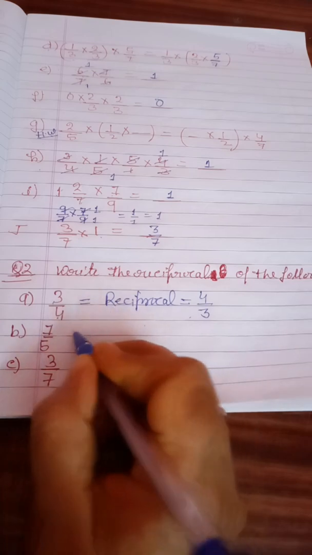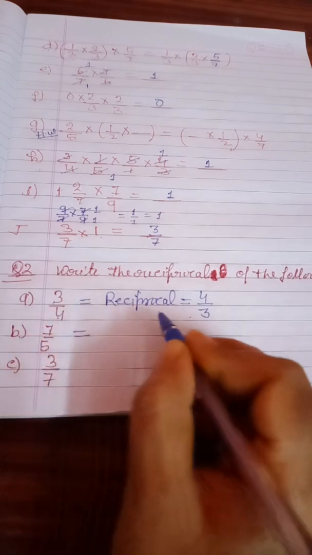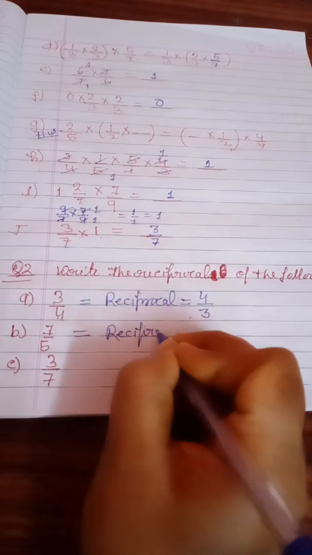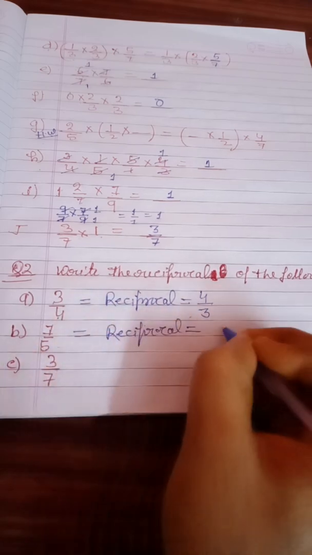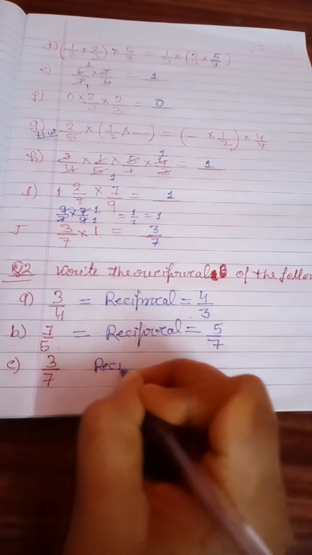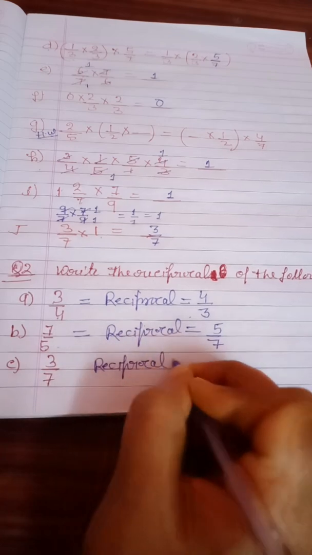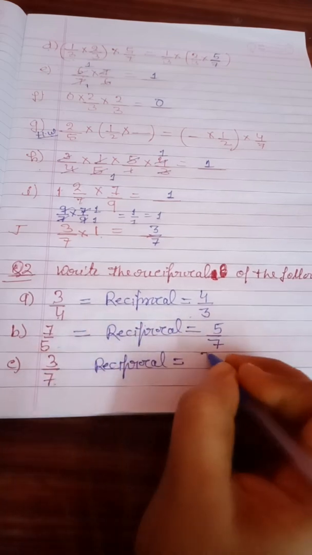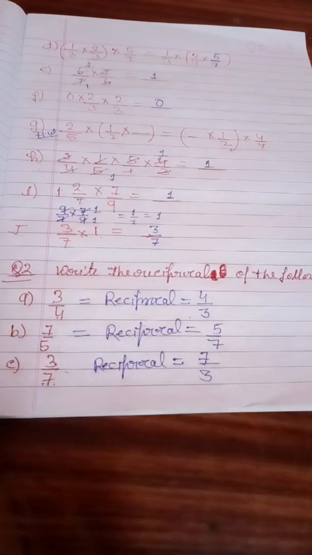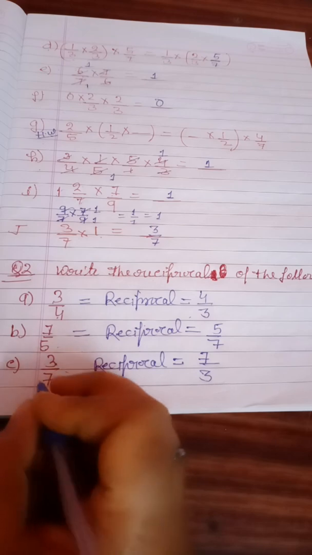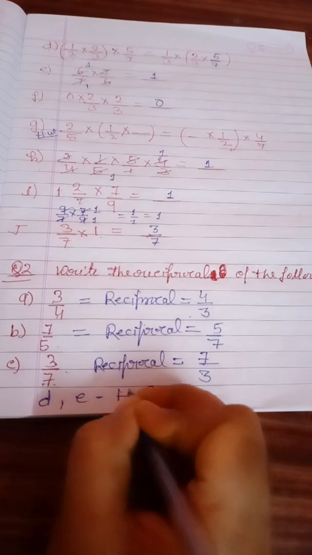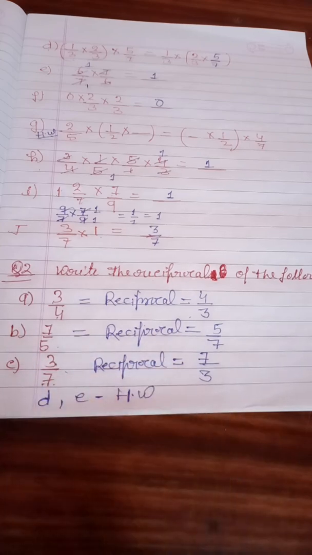See the reciprocal of 7 upon 5. What will be the reciprocal of 7 upon 5? You write the reciprocal is equal to 5 upon 7. Next, 3 upon 7 is there, so you make this 7 the numerator and 3 the denominator: 7 upon 3. In this way, beta, the D and E parts you will do as your homework.